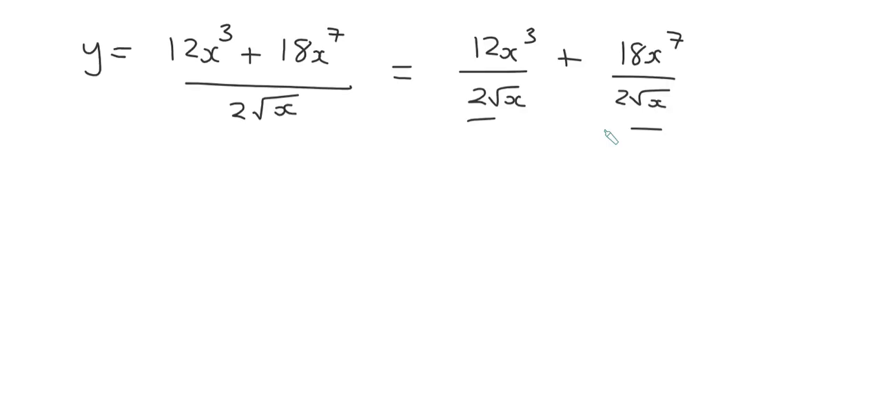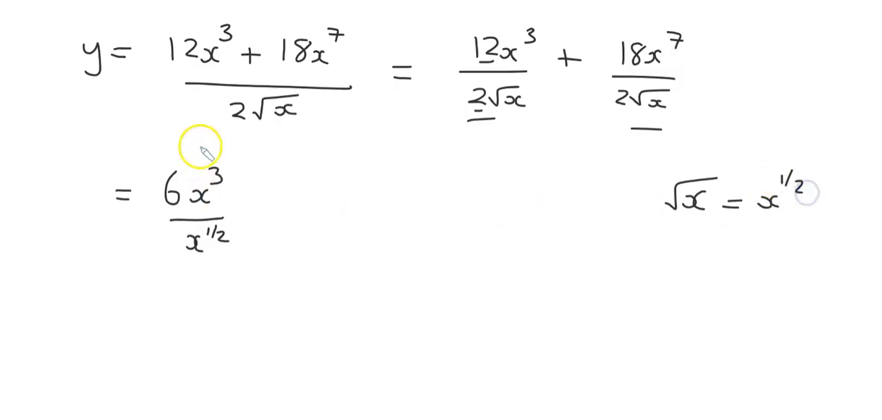Okay, so the next thing we're going to do is cancel it down. So let's have a look at how we can do this. We can divide the 12 by 2, which is 6, and then let's write it as x cubed, and I'm going to write over, instead of root x, x to the half. That's something important to remember, that root x in terms of what we call index form is x to the power of a half. And then we do the same with the 18 over 2, so that's going to be 9, and then x^7 over, again, x to the half.